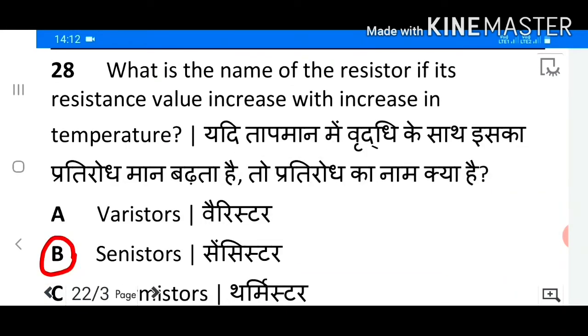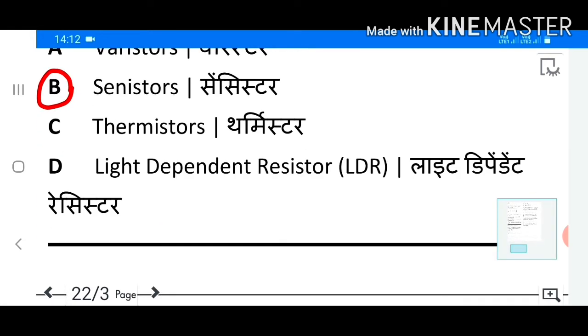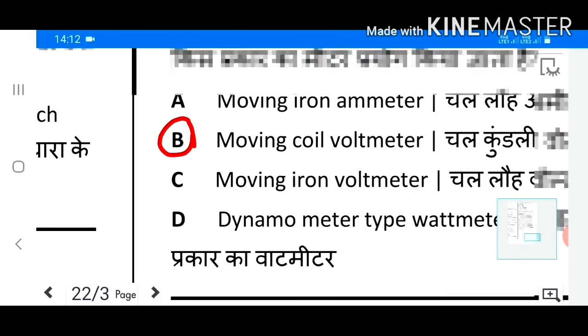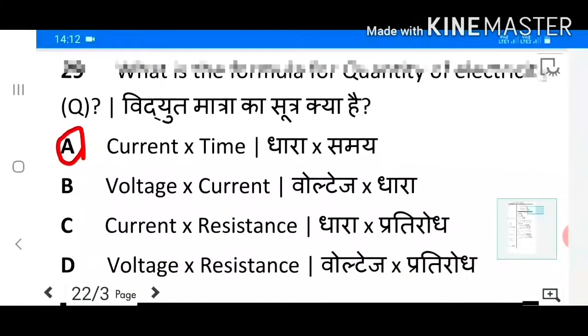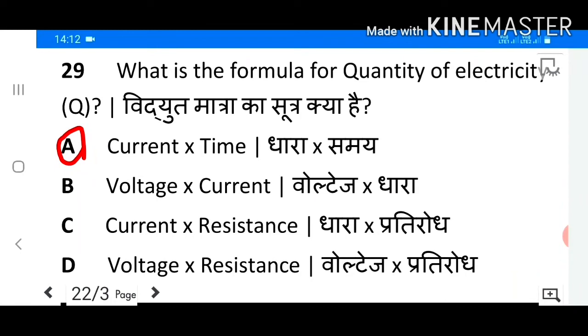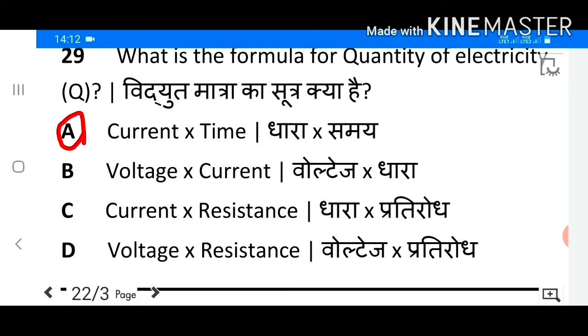28. What is the name of the resistor if its resistance value increase with increase in temperature? Answer B. Sensistors. 29. What is the formula for quantity of electricity? Answer A. Current into time.